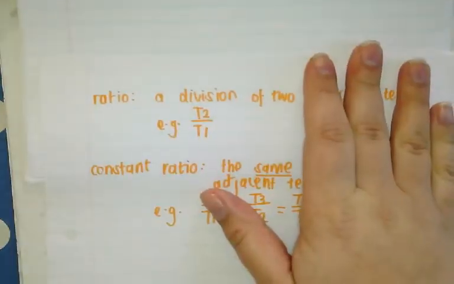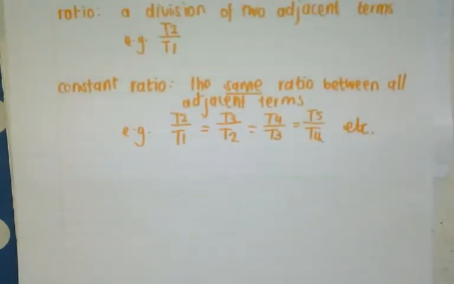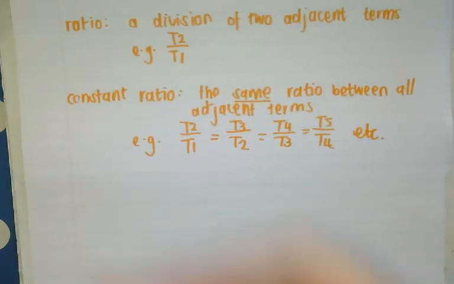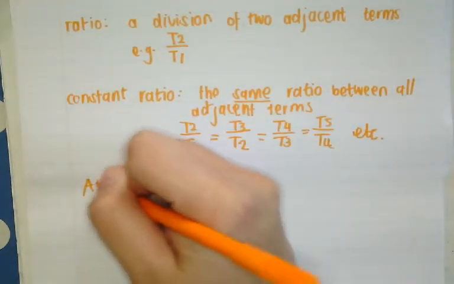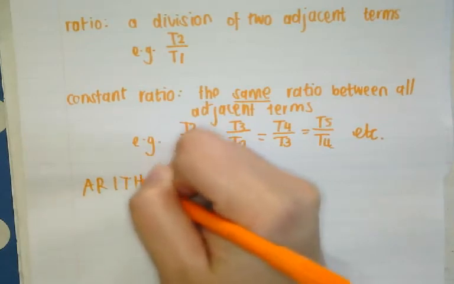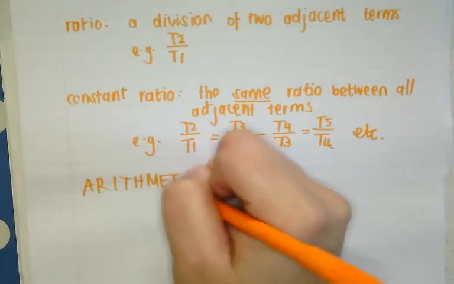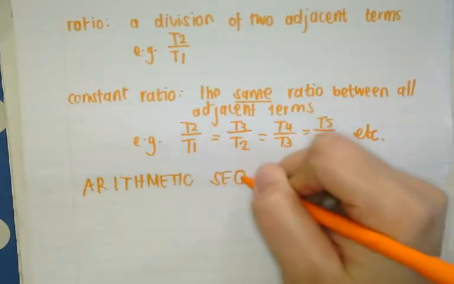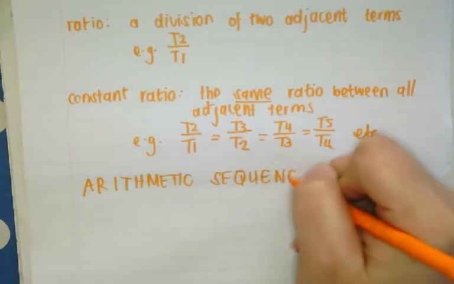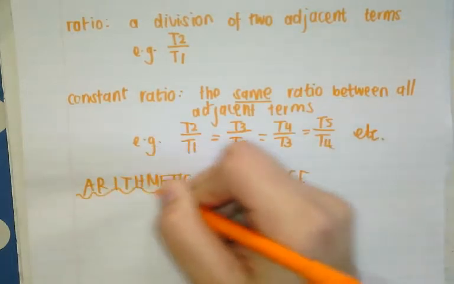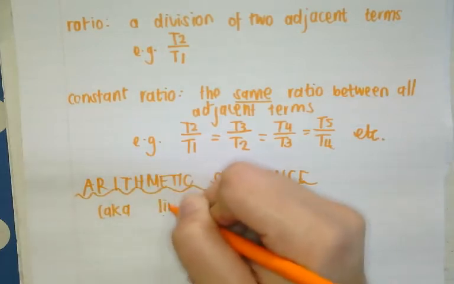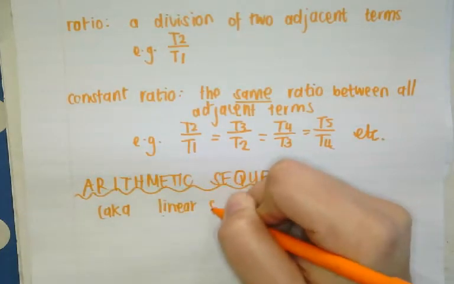Okay, the first one that we're going to finish all our notes on is my arithmetic number pattern. We can also call it a linear number pattern, but we generally use the word arithmetic. Arithmetic sequence or arithmetic pattern. I'm going to say AKA linear sequence.